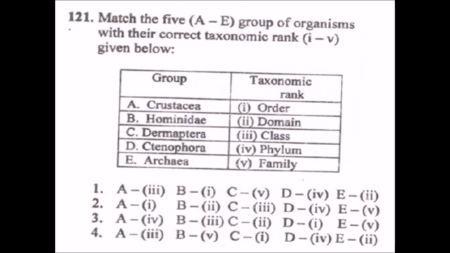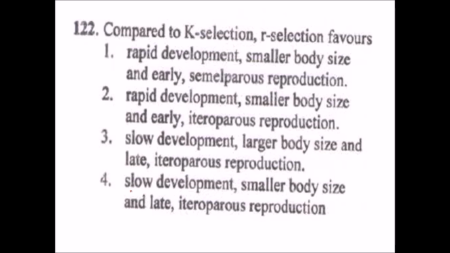Quite a simple question. We have to match the following. And the answer is number 4, where Crustacea is the class, Hominidae is the family, Dermaptera is the order, Ctenophora is the phylum, and Archaea finally is the domain. So the answer is number 4. This question was quite simple.